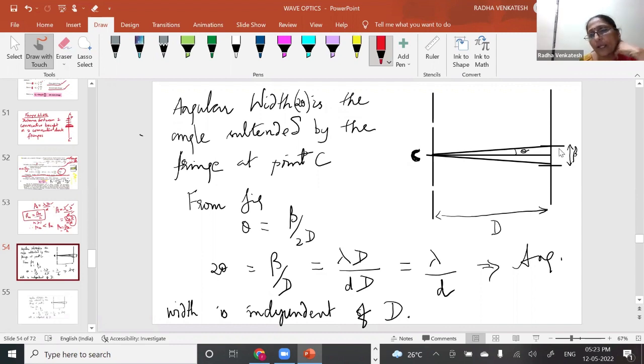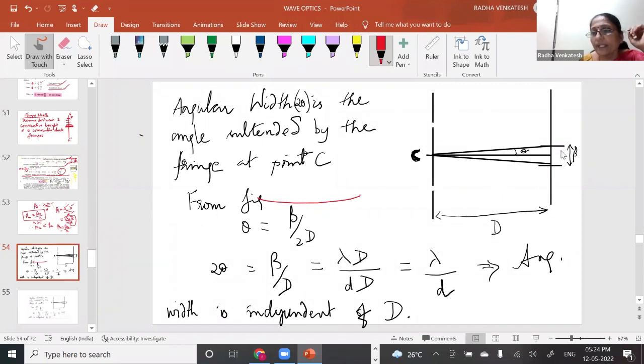Got it? Now, how do I calculate that angular width? I calculate this theta first. If this is theta, this is also theta. How do I calculate that theta? I take tan theta. What is tan theta, teachers? Opposite by adjacent. Tan theta is opposite by adjacent. Are we clear? Yes, ma'am. Yeah, fine.